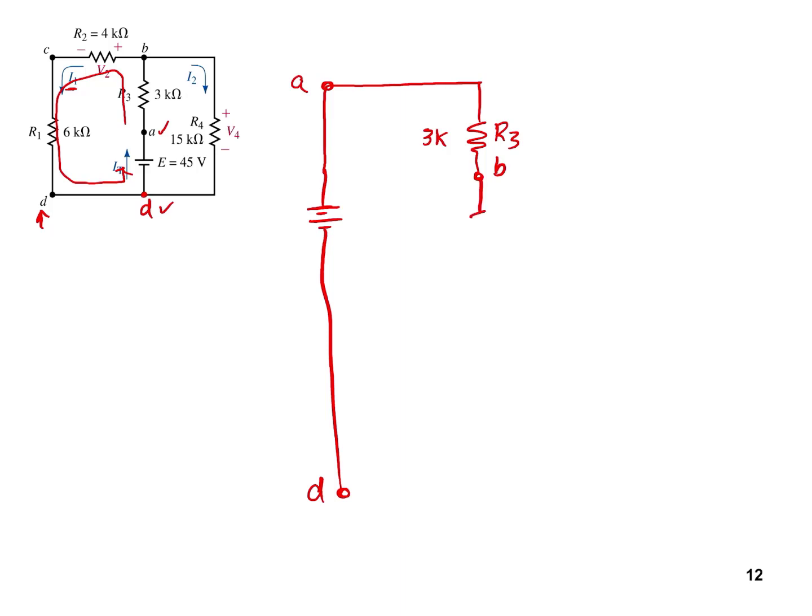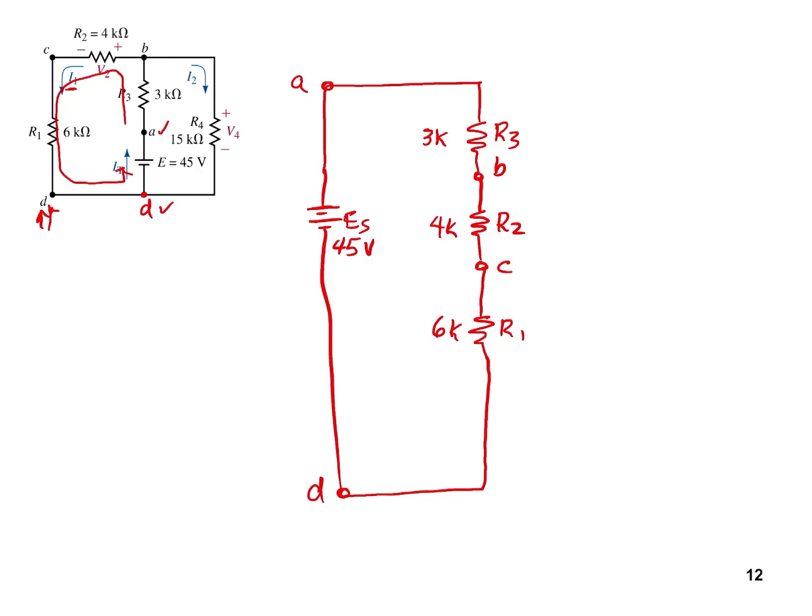Okay, so then we carry on, and we have R2. R2's value is 4k. And once we get through R2, we have another point which is labeled C. Okay, now I'm carrying on. I have R1, and it's 6k. Notice how that brings us all the way back to point D. So that means that brings us all the way back to the negative terminal of our supply. Okay, and this is 45 volts for our E source value.